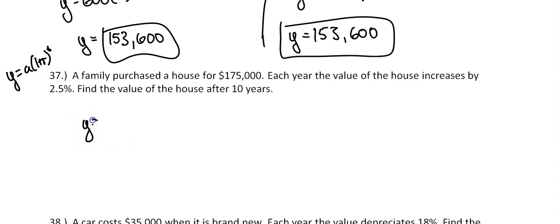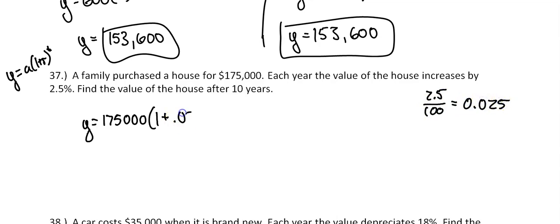So here I go, y equals, the initial amount is 175,000. 1 plus the rate. Remember, whenever you plug a rate in, you have to do it as a decimal. So 2.5%, remember, 2.5% means out of 100. So that's going to be 0.025. Okay, so 0.025 here. And then raised to the 10th power. And just make sure your units match. It says each year it's 2.5%, and the time is in years, so we're good to go on that.